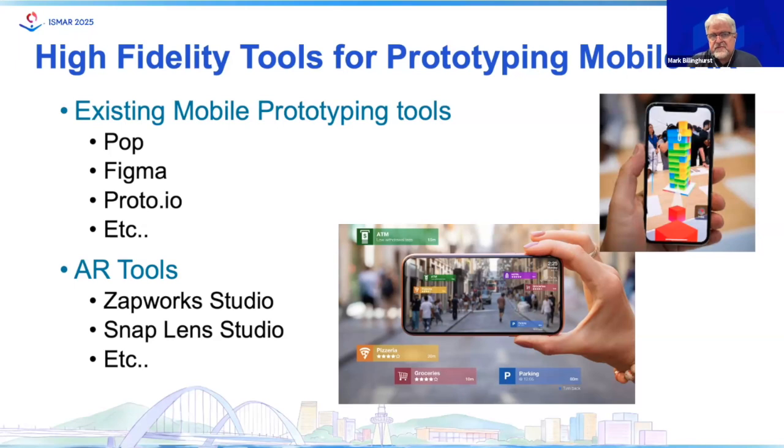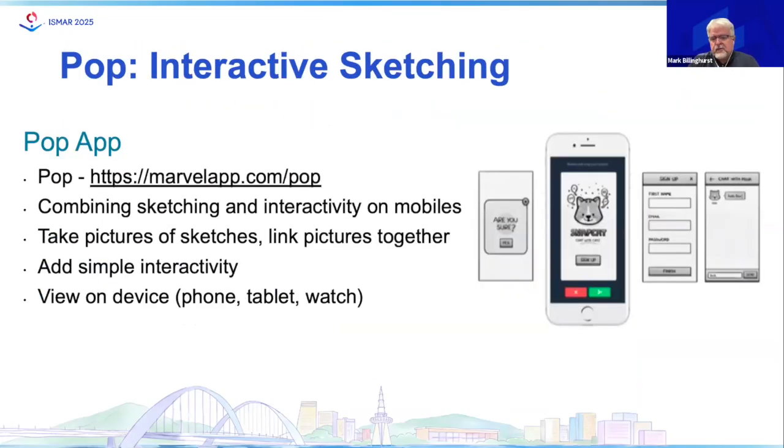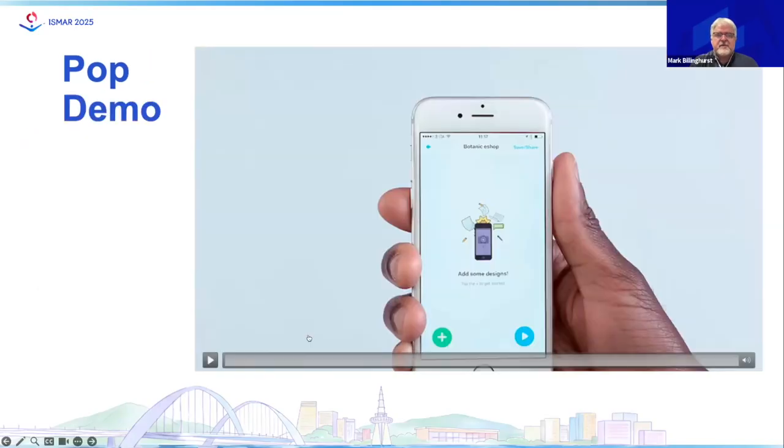Of course, there's lots of tools for prototyping mobile AR, and mobile AR is one of the most popular AR experiences because everybody has mobile phones they can use. So you can use existing prototyping tools like Pop and Figma, or you can use AR-specific tools like Snap Lens Studio. So I talked about Pop already, but this is a really fantastic tool. It allows you to take photographs or sketches and add interactivity to them, and then view them on the web or on your phone. So here's a video of it working.